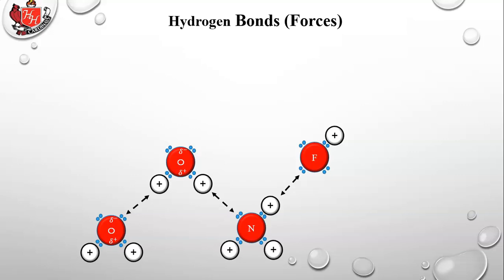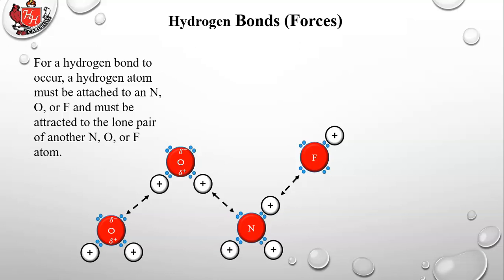nitrogen, and fluorine. So for a hydrogen bond to occur, and you need to learn this, you need to memorize this, a hydrogen atom must be attached to a nitrogen, oxygen, or fluorine. So here you see that the two molecules on the left are water molecules, H2O. So they're attached to oxygen. The one on the lower right is an ammonia molecule. It's 3 hydrogen atoms attached to a nitrogen. And the one on the upper right is hydrofluoric acid. It's 1 hydrogen attached to a fluorine.